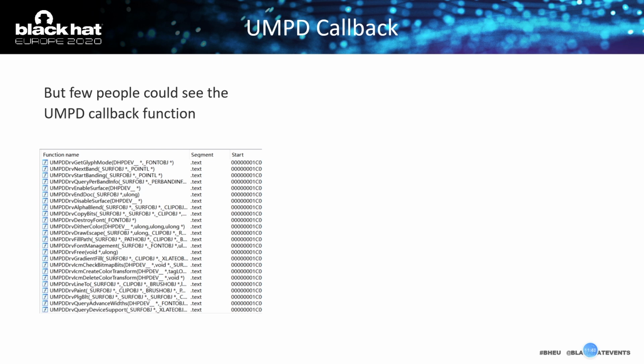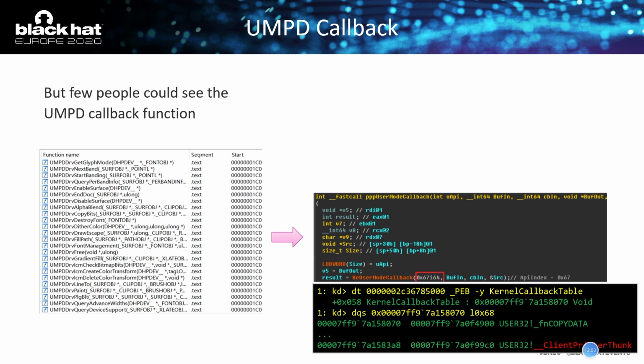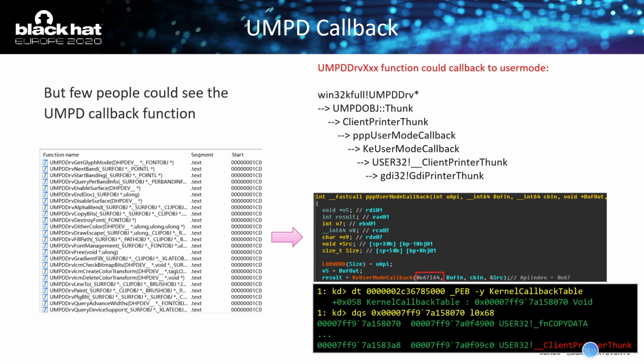Let's look at how the UMPD driver functions trigger a user mode callback. All the UMPD driver functions in Win32K will call the UMPD obj stack, and the UMPD obj stack finally calls the user mode callback. The user mode callback function returns to the client printer stack in user space. The code of the UMPD obj stack function passes the parameters directly to the client printer stack function.